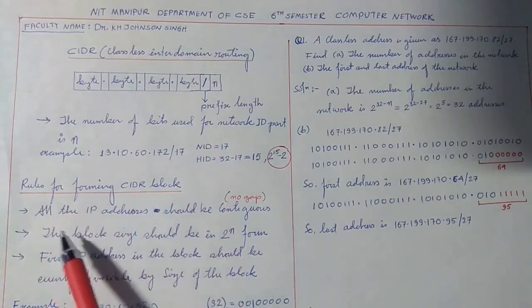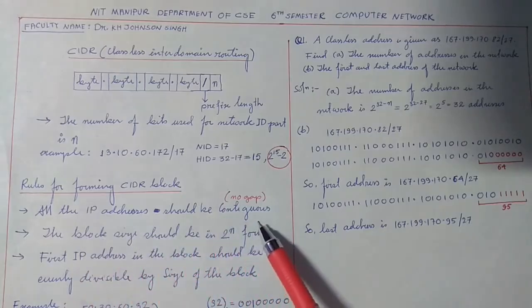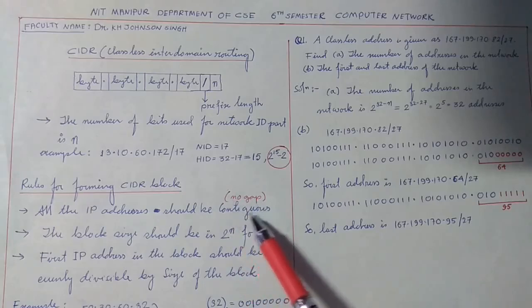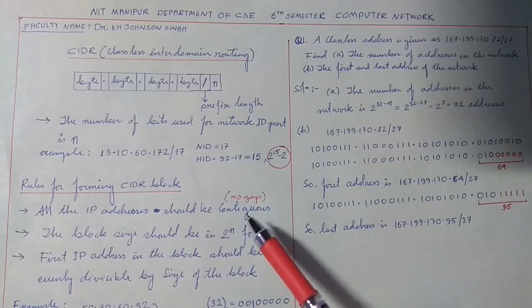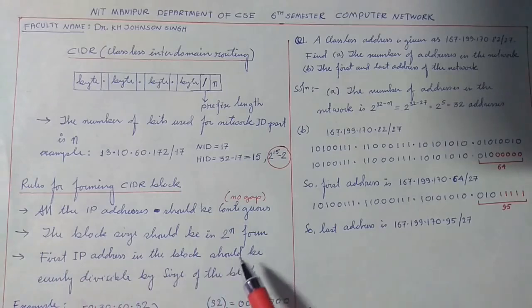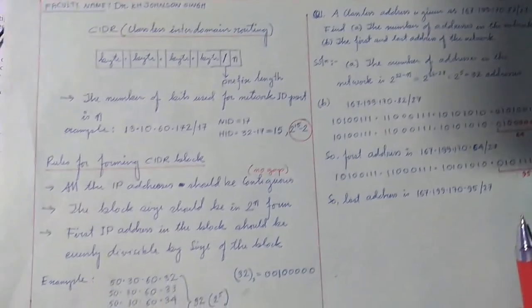The first one: all the IP addresses should be contiguous. It means when we select the IP addresses, they should be continuous, meaning there should not be any gap. When I select the IPs, if the last byte of the IP address is 32, the next should be 33, 34, 35 and so on. The second rule: the block size should be of the form 2 to the power n. The third rule: the first IP address in the block that you selected should be evenly divisible by the size of the block. Let us see an example.